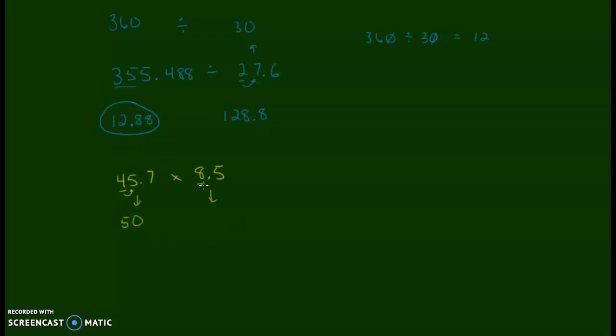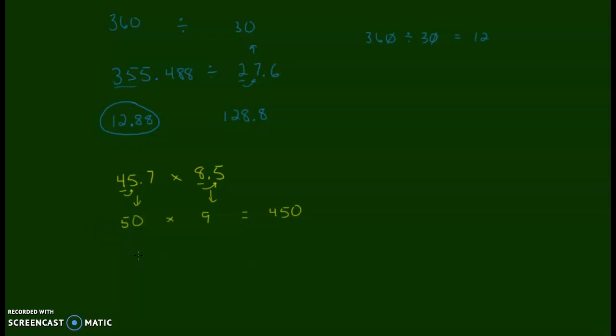8 and 5/10, 8 is in the ones place. So again, we'll look here and we have another 5. So the 5 tells the 8 to round up. 8 and 5/10 would round to 9 for the nearest whole. And then we can do 50 times 9 equals 450.